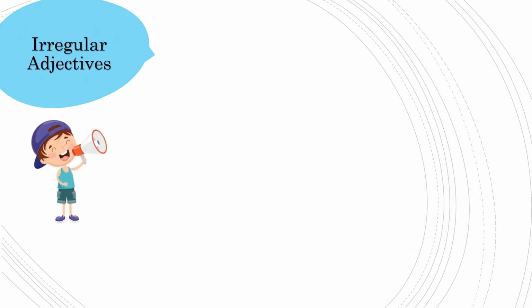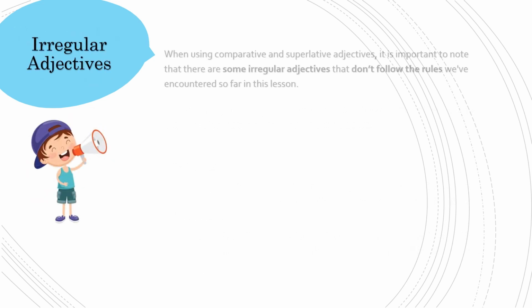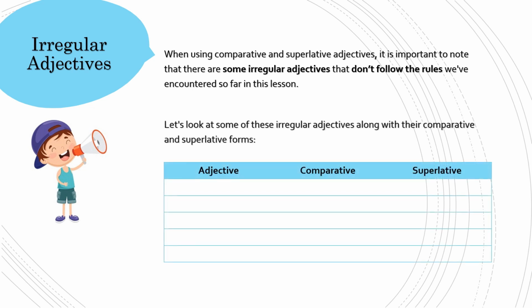Irregular adjectives. When using comparative and superlative adjectives, it is important to note that there are some irregular adjectives that don't follow the rules we've encountered so far in this lesson. Let's look at some of these irregular adjectives along with their comparative and superlative forms.